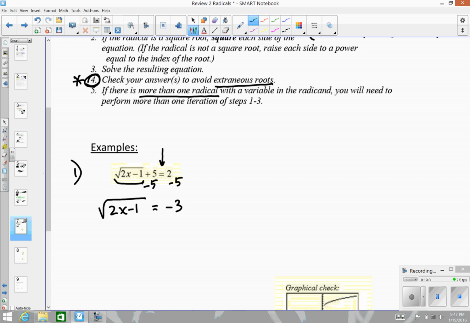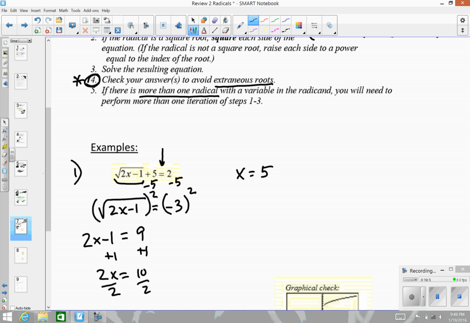Now that I have my radical all by itself, I take this whole side and square it. Take this side also and square it. By doing that, I end up with 2x minus 1 by itself on the left. And a negative 3 squared is a negative 3 times a negative 3, gives me 9. Add 1 to both sides. 2x equals 10. And divide by 2, and I get x equals 5. Now, I need to check this answer.